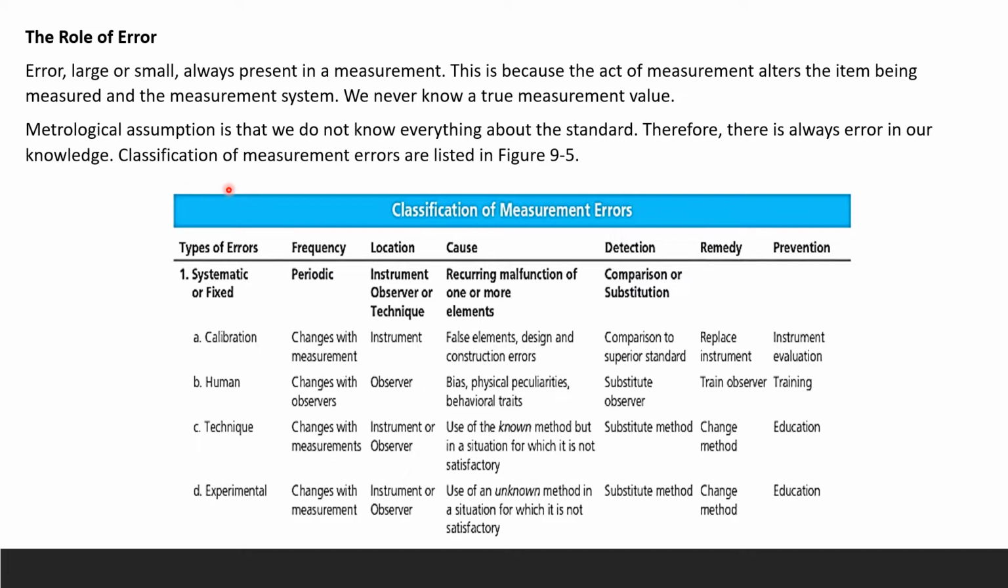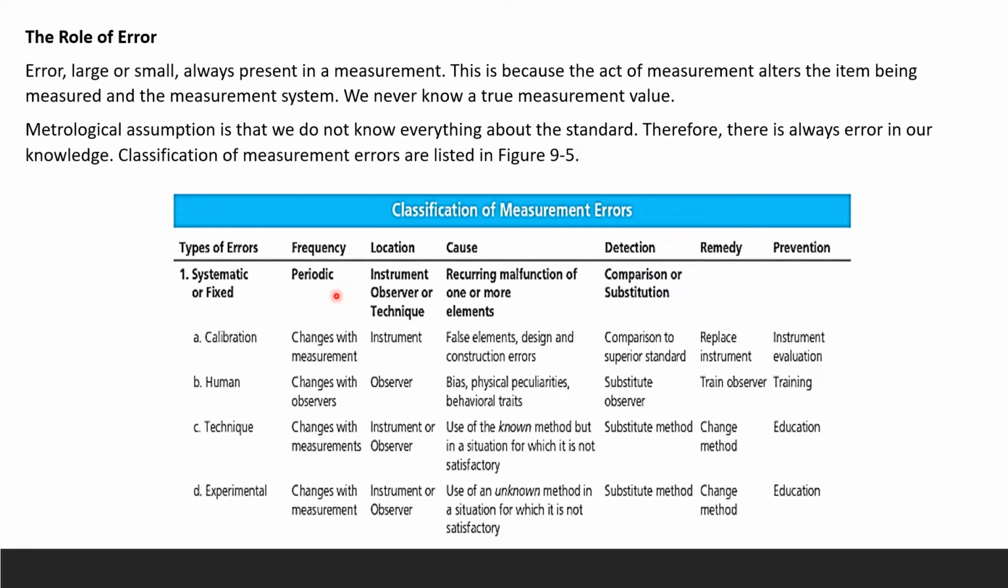So the metrological assumption is that we do not know everything about the standard, so therefore there is always error in our knowledge. The classification of measurement errors is listed right here in this table. The first one is systematic or fixed error. In this error we have 4 parts: your calibration, your human, your technique, and your experimental. These are all types of error in a systematic or fixed error.